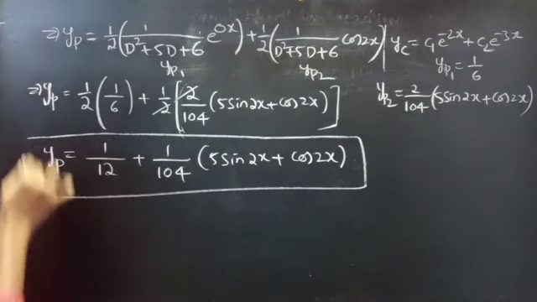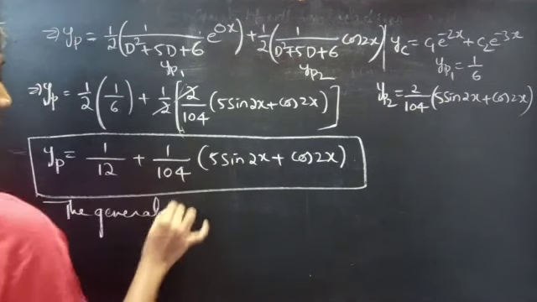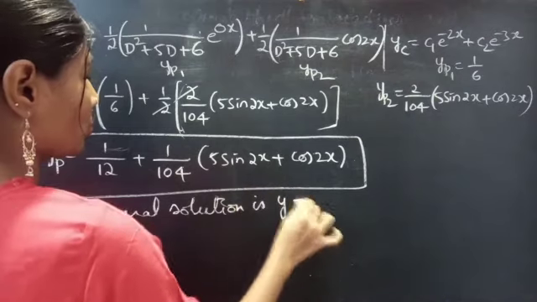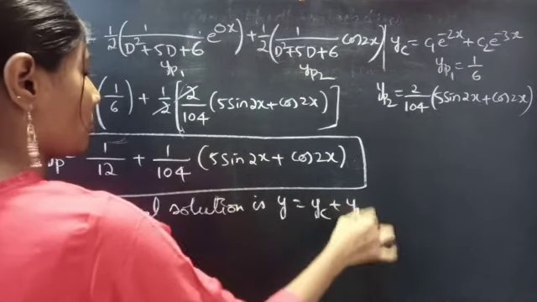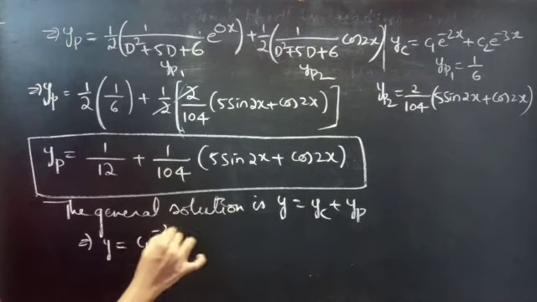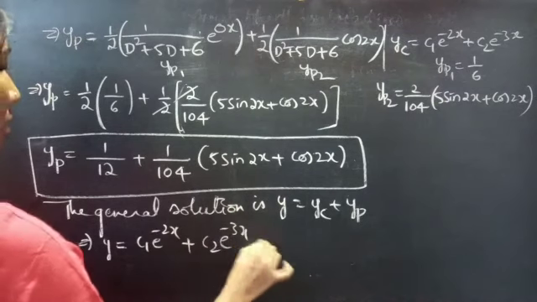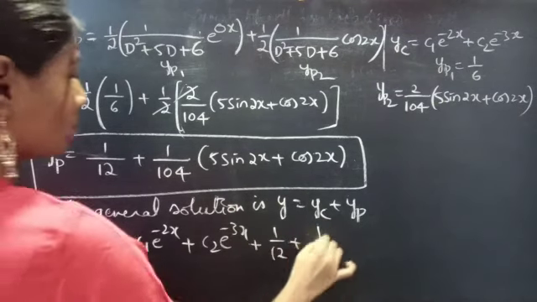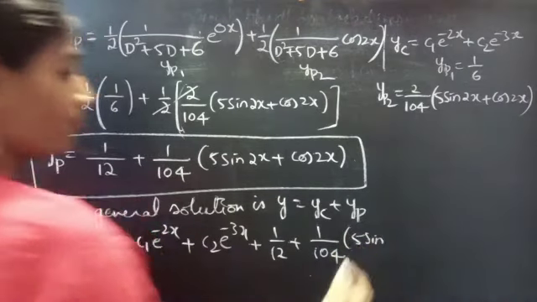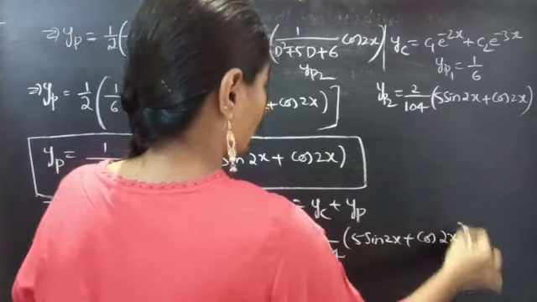Now we can write the general solution. The general solution is given by y equals yc plus yp. Then we'll get y equals yc, which is c1 e^(-2x) + c2 e^(-3x), plus yp, which is 1/12 + 1/104 (5 sin 2x + cos 2x).